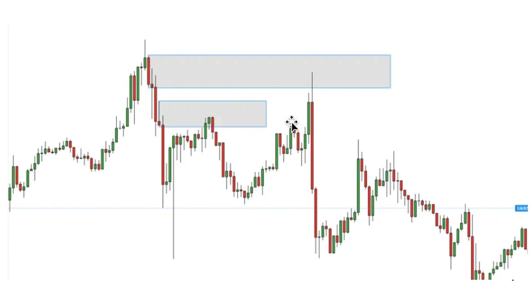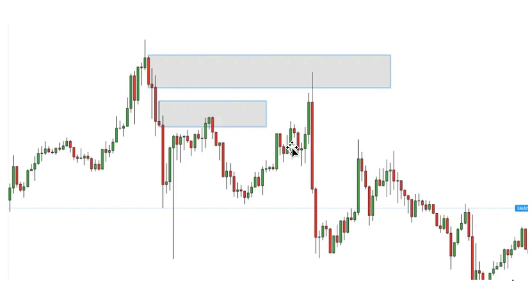All of a sudden it came back up, took out all the people who entered, right? And mitigated the last what? This order block. So if you're in a situation where you're in a downtrend and you've got two order blocks, always use the one that is above the other, right? That's the most reliable one.